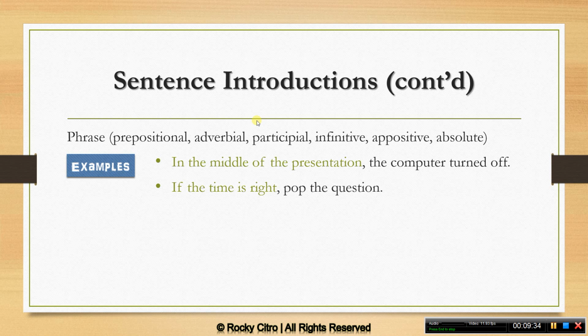Okay, so here we have an example of an adverbial phrase. If the time is right, comma, pop the question. Also, we could have other ones. Another example would be when the time was right, he pops the question. That would also take a comma.